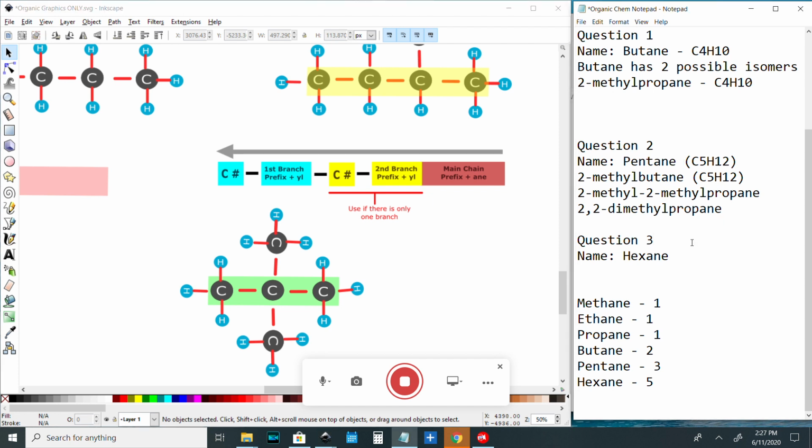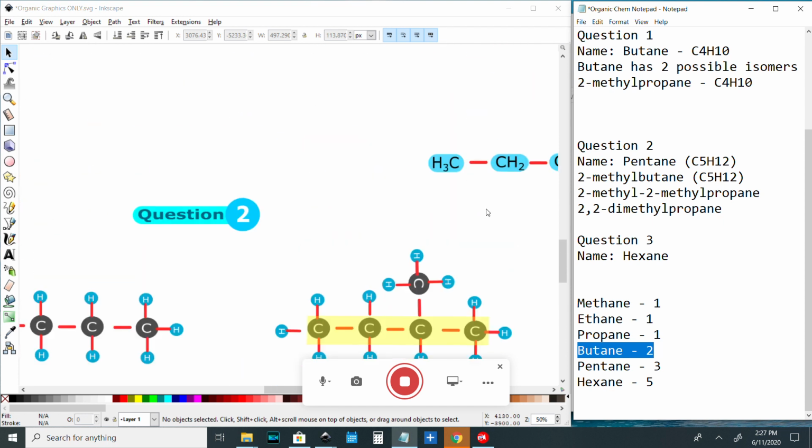And I made a little list here. Methane only has 1 isomer. When you see 1 isomer, that means it only has the original form. Ethane only has 1 isomer. Propane has 1 isomer. Butane, which was question 1, had 2 isomers, its original form, and this one here.